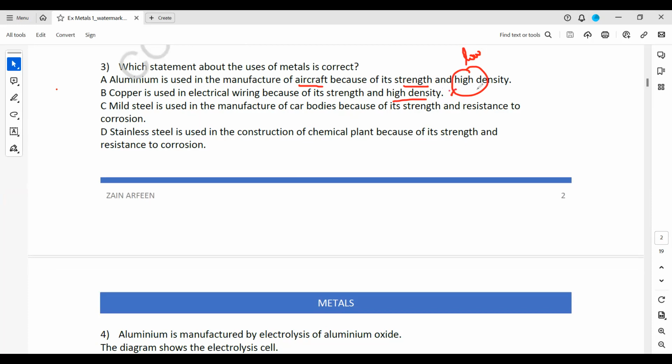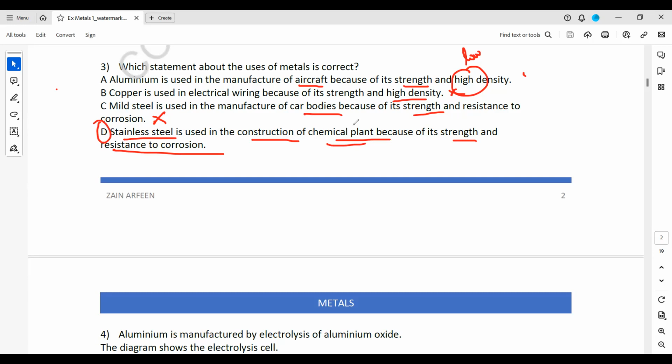Mild steel or low carbon steel is used in manufacturing car bodies because of strength and resistance to corrosion. Mild steel is not resistant to corrosion, it can rust. Stainless steel is used in construction of chemical plants because of its strength and it resists corrosion. That's right, because stainless steel does not rust. So stainless steel is used for chemical plants because it has strength and does not rust or corrode. So D will be the right answer for this.